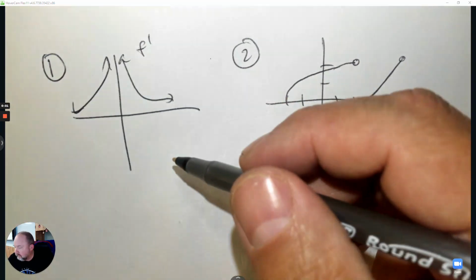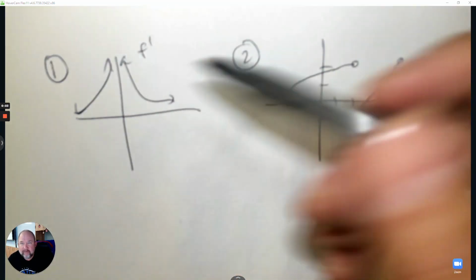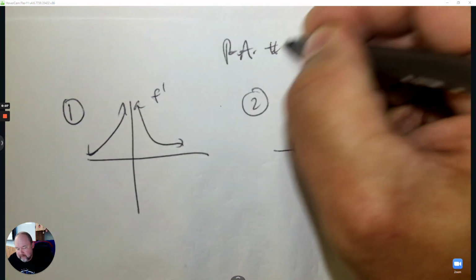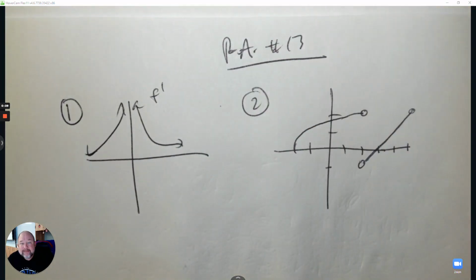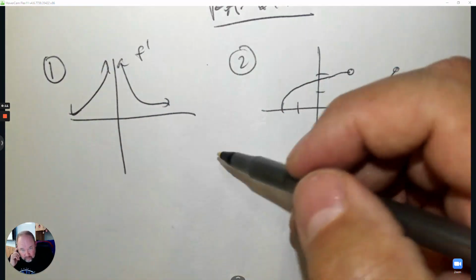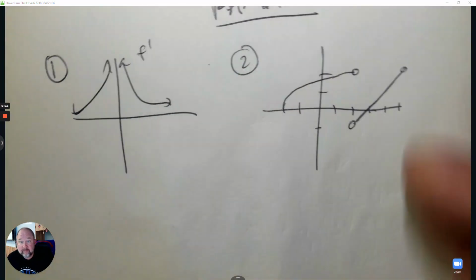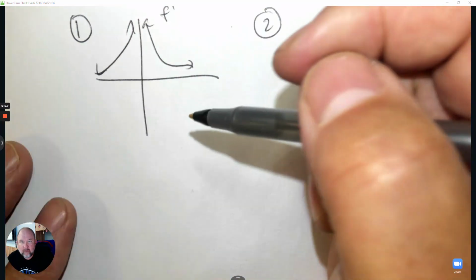Here are your solutions to review assignment 13. I took a separate piece of paper, wrote down review assignment number 13, and I actually just sketched what was in the book, so I had space. So here's the first graph. This is the graph of the derivative. Our goal is to think, what could the function look like?